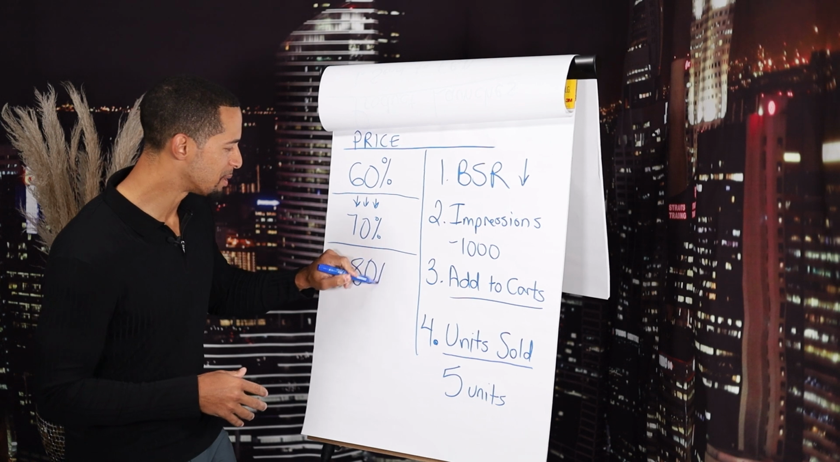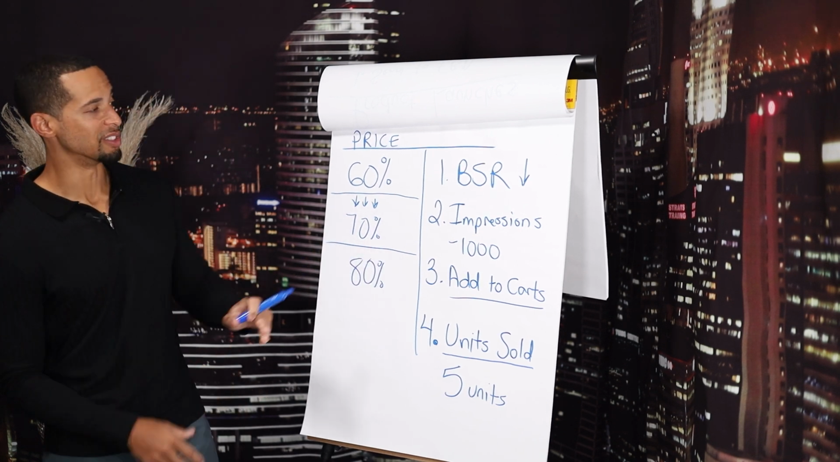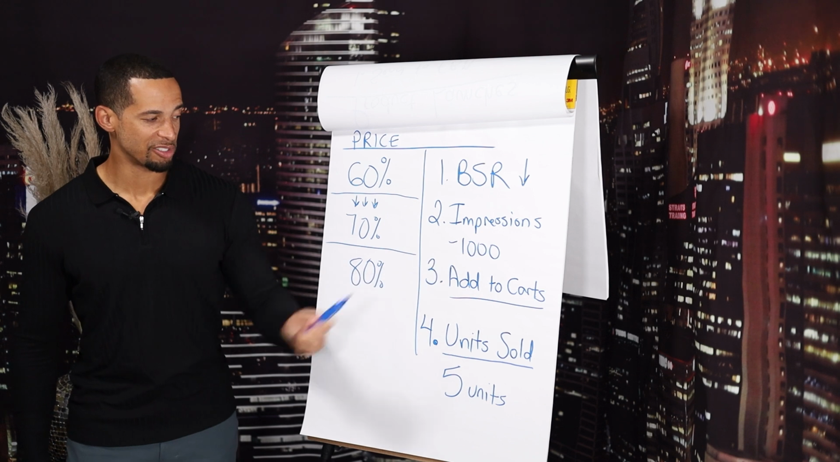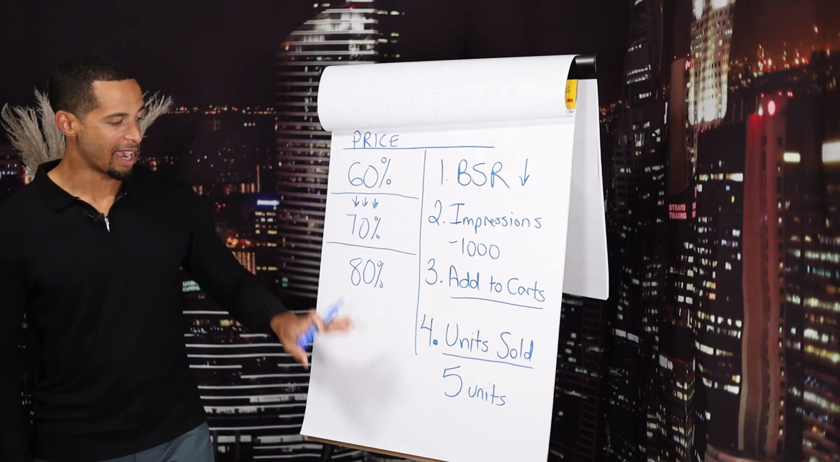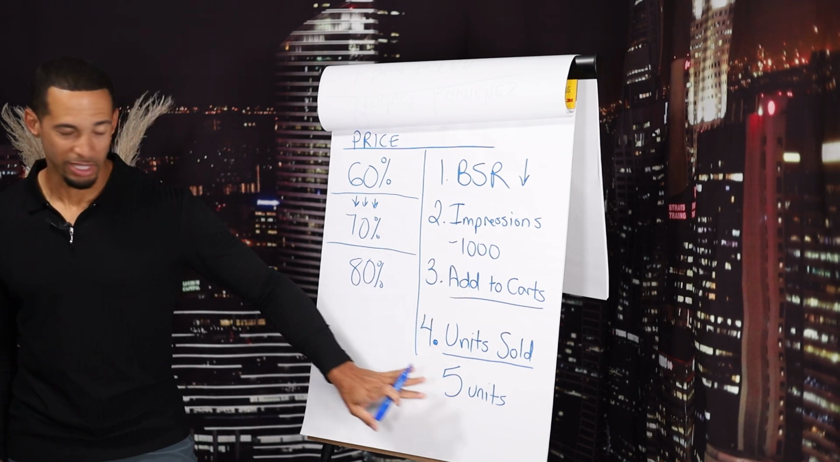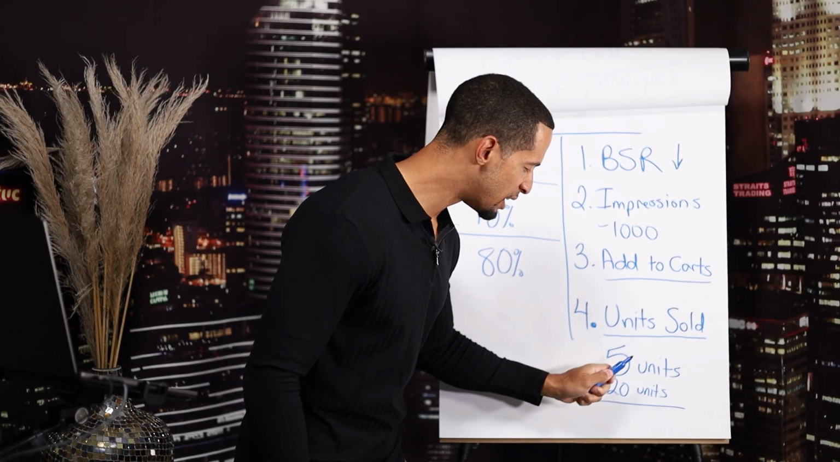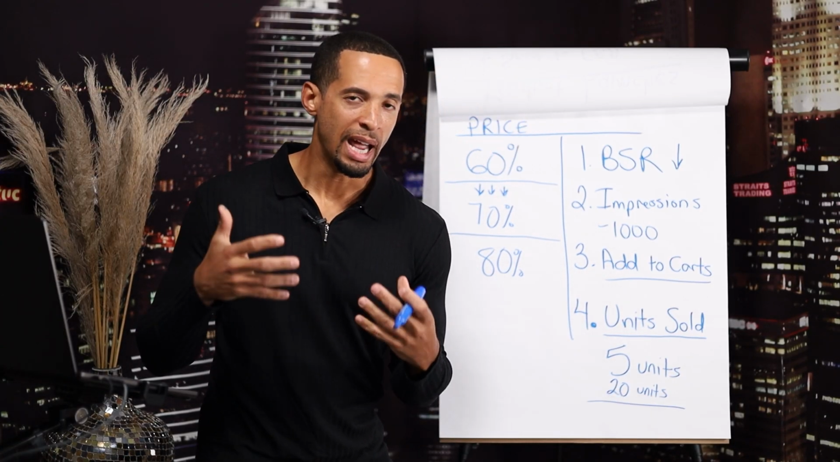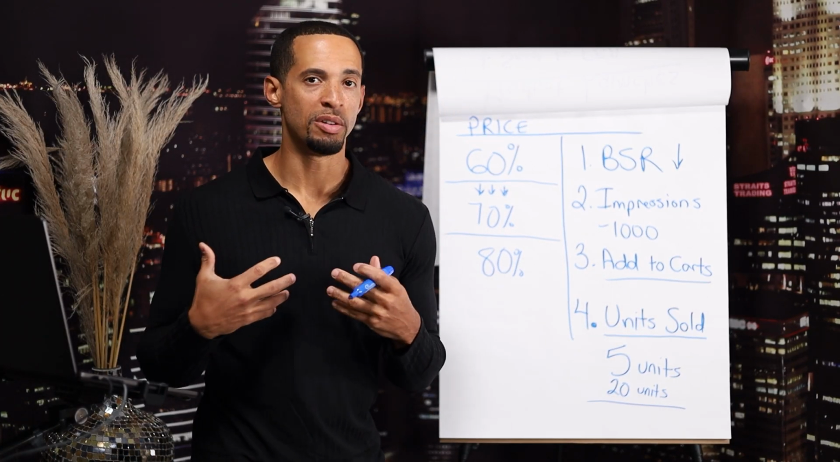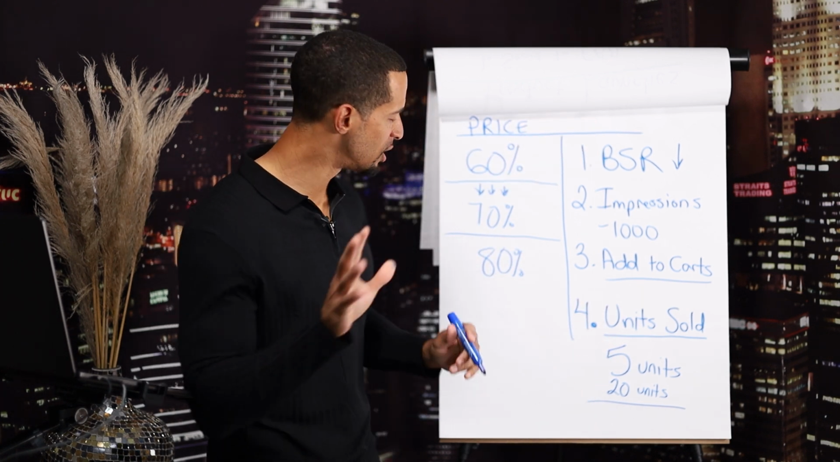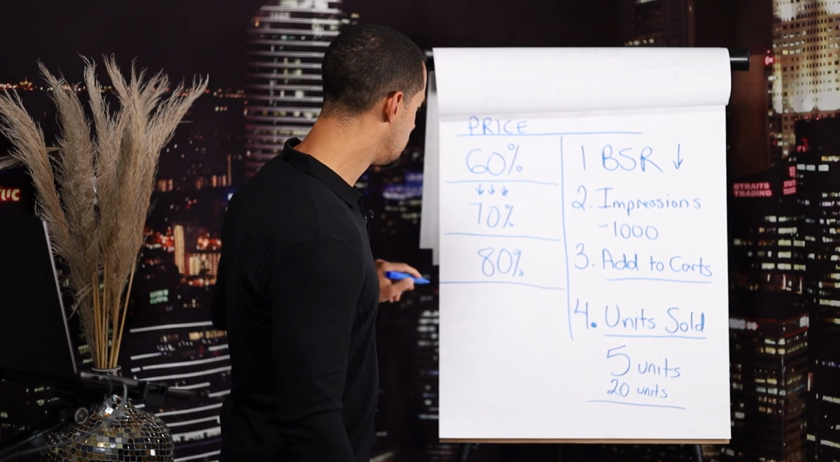Now, the same things apply. I'm looking for the 3 easy ones. Is BSR moving down? Yes or no? Are impressions getting at least 1,000 a week? Are we getting added to carts? Okay, now I want to see us sell more than 5 units because now we're starting to pick up some steam and some velocity here. I want to see us sell 20 units total, and that's going to give me the confidence to know that we have enough customers buying us, that all of these metrics are moving in the right direction. Now it's time to go to 80%.